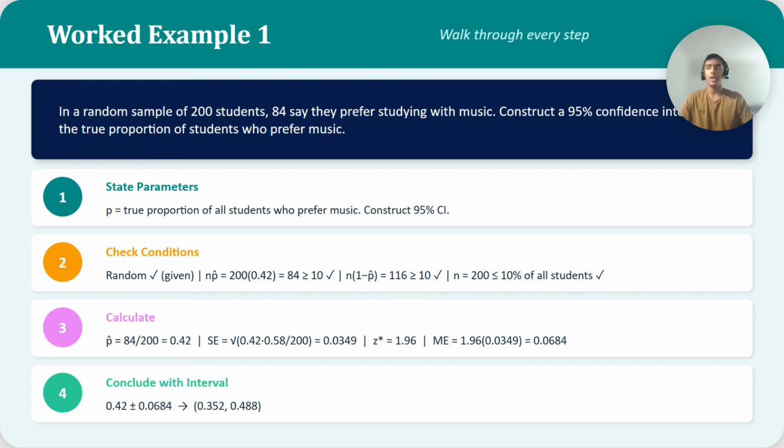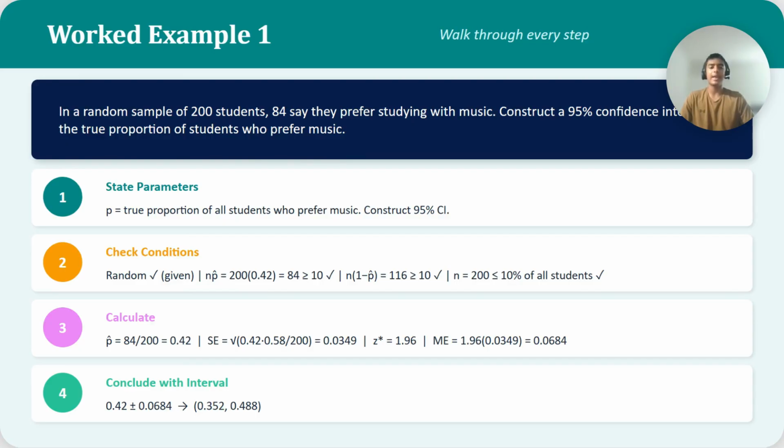So for step 1, we're going to state our parameter. We want to estimate p, the true proportion of all students who prefer music, and we're going to construct a 95% confidence interval. Step 2, conditions. The random condition. The problem says random sample, so we're good. Large counts.